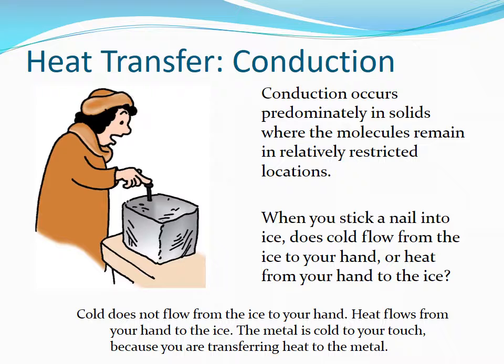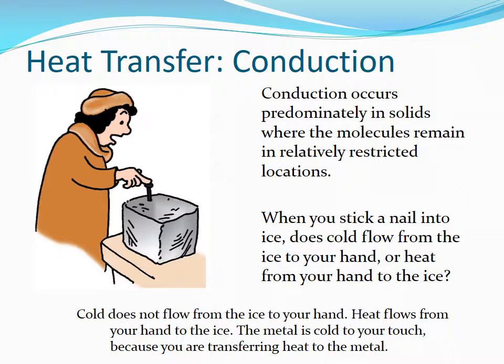When one end of a metal rod is heated, the molecules in that end move faster than before. These molecules collide with other molecules and cause them to move faster also. In this way, the heat is transferred from one end of the metal to the other.